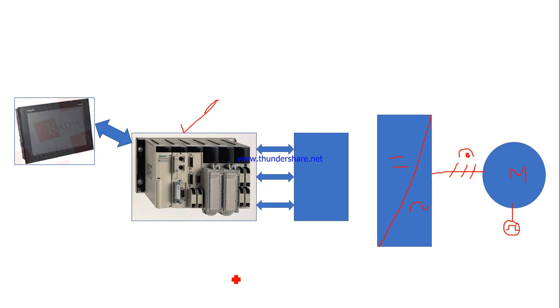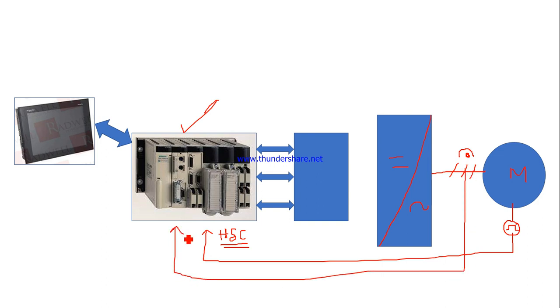Okay, so now in this PLC, what cards are needed? When we are reading the incremental encoder pulse, we need to have one high speed counter card, HSC card. Then we will be sensing the current, so we need an analog input card, and in between some sensors are there. All these things I am not detailing, I am just giving you the overall view.